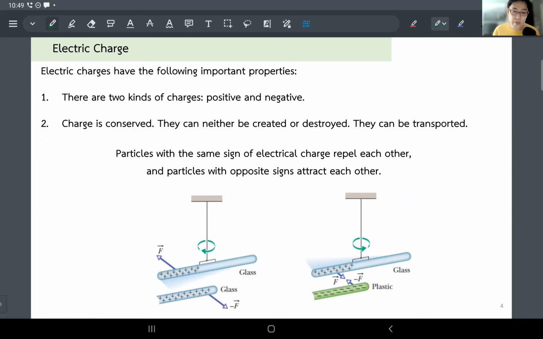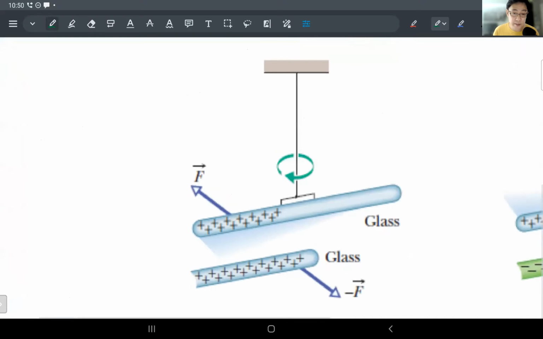All right, guys. So with that in mind, the idea will be this. When you have two types of charge, positive and negative, the rule is simple. If you have the same types of charge, they're going to repel each other.